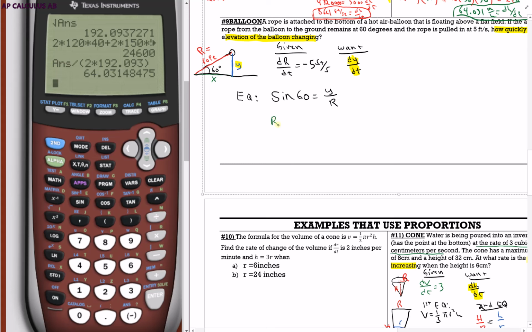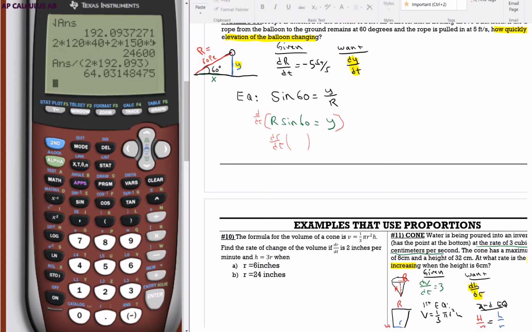And just to simplify this so we don't have to use quotient rule, let's do that. Right? r sine 60 equals y. And then we're going to take the derivative on both sides. Because we want to know dy dt, right? I have y and I want dy dt. I want to know the rate of change. That's what the derivative tells me. So the derivative of r with respect to t is dr dt.